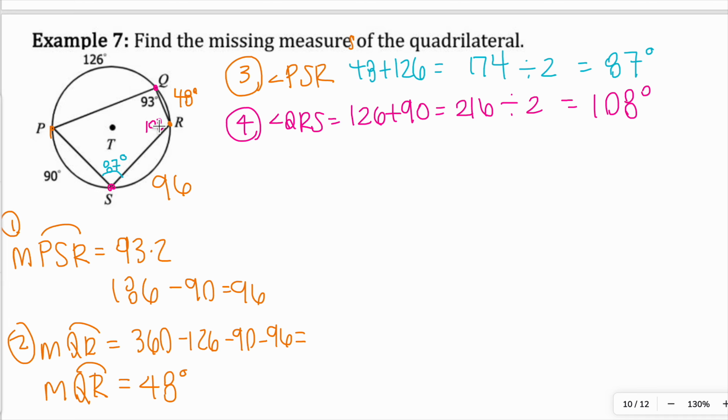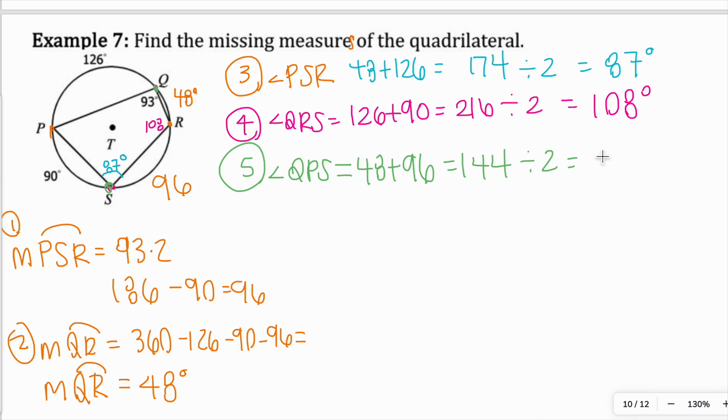Now you can do one more thing here. You can continue with the inscribed angle method. I'm going to still use that method, but then talk about one more way you could try it. The last one I'm looking for is angle QPS, and QPS encompasses arc QRS, that's 48 plus 96, which is 144. Dividing that by 2, I'm getting 72 degrees for QPS.